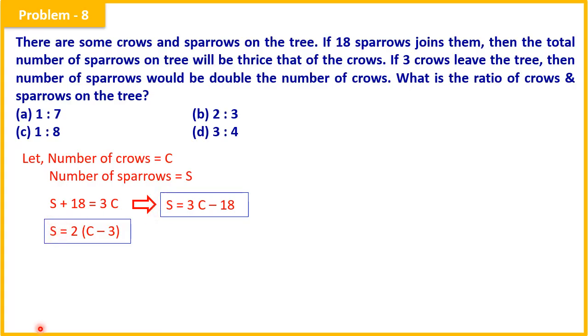So we can equate their right hand side to find out the number of crows. So I will write thrice C minus 18 is equal to 2 times of C minus 3. Solving this equation, C comes out to be 12, and substituting the value of C as 12 in any of the equations, we can calculate the number of sparrows, which comes out to be 18. So the ratio of crows and sparrows, which is asked in the question, is 12:18 or 2:3. Option B is the right answer.